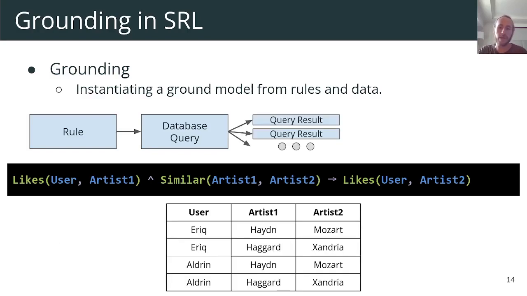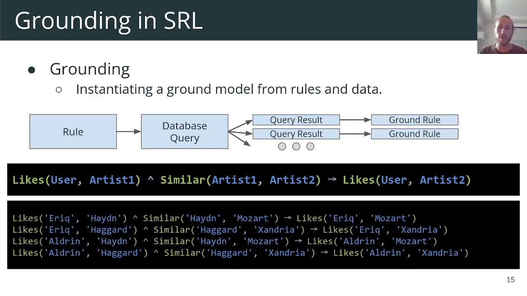What we execute is a query that gives us the replacements of logical variables with concrete data, the actual data we see in our database. Each result represents one instantiation of that logical rule. We call these ground rules. Each ground rule represents a clique in our graphical model, so the collection of ground rules represents our entire graphical model. That's the general process of grounding in SRL.